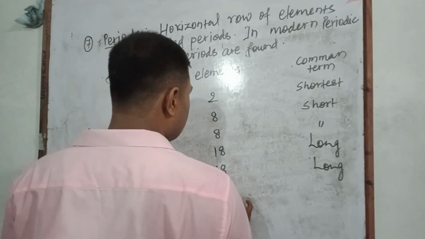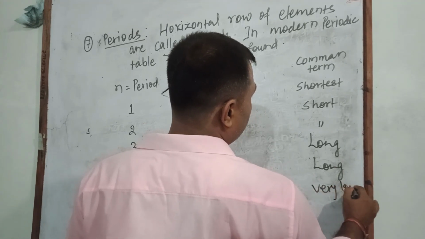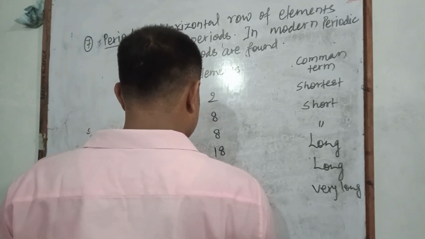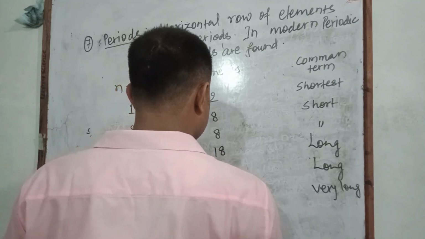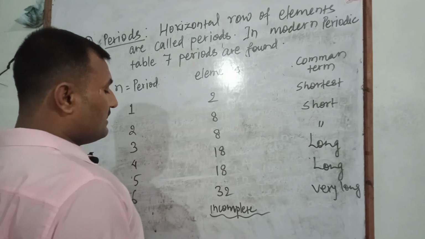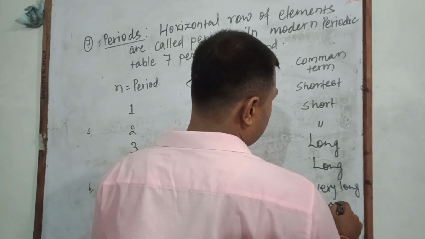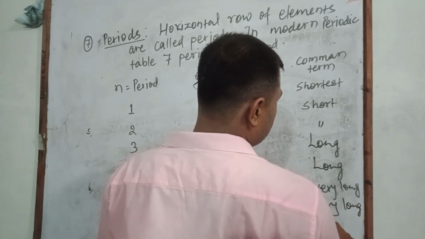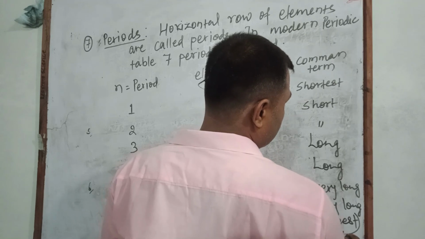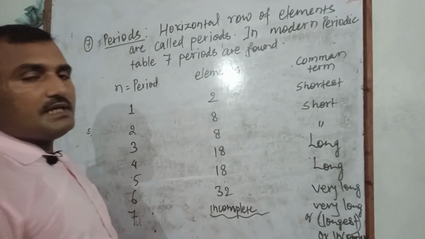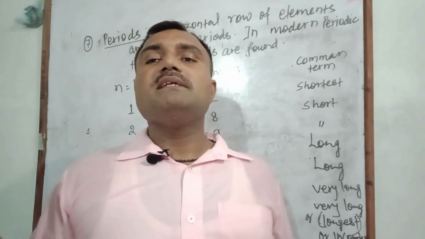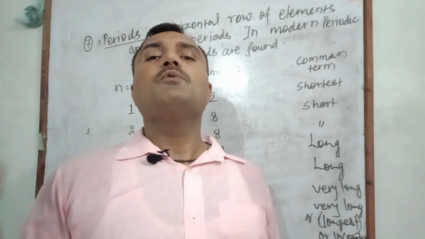Sixth period contains 32 elements. It is known as very long. Seventh period is incomplete. Still now the number of elements is increasing, so it is known as very long or longest, or incomplete. These are the common names of different periods in the modern periodic table. In the next video, we discuss the variation of properties of elements in group and period. Thank you.